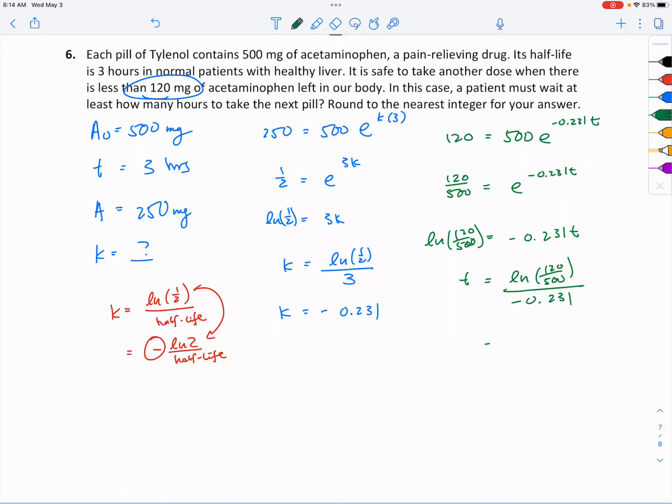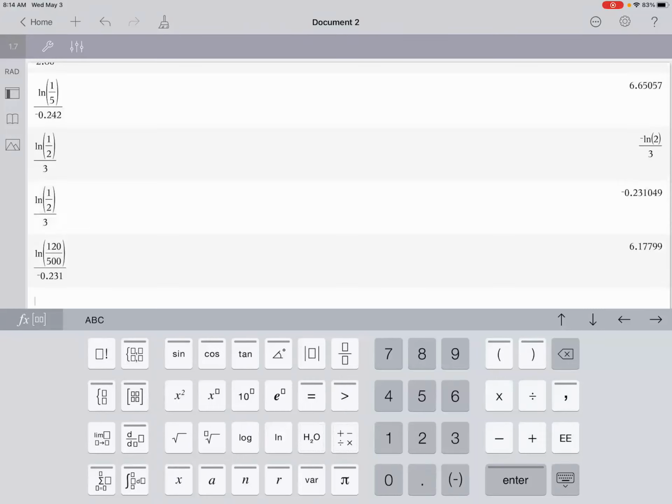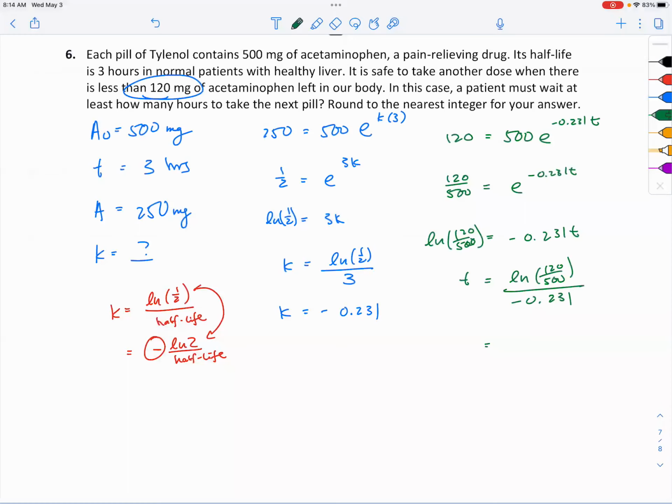And you will go ahead and find out what it equals on your calculator. Natural log of 120 divided by 500, divided by negative 0.231. 6.177, or round to the nearest integer. All right, so 6.177, and that would just be 6 hours.